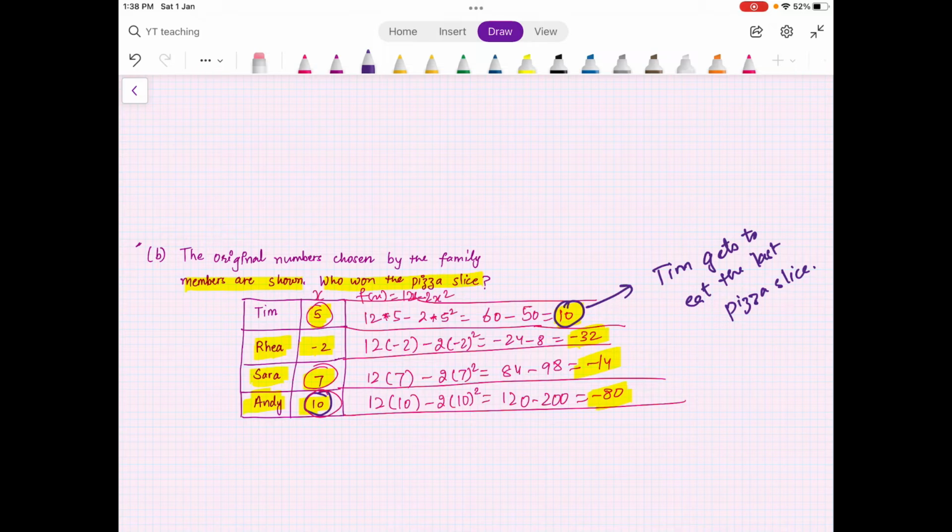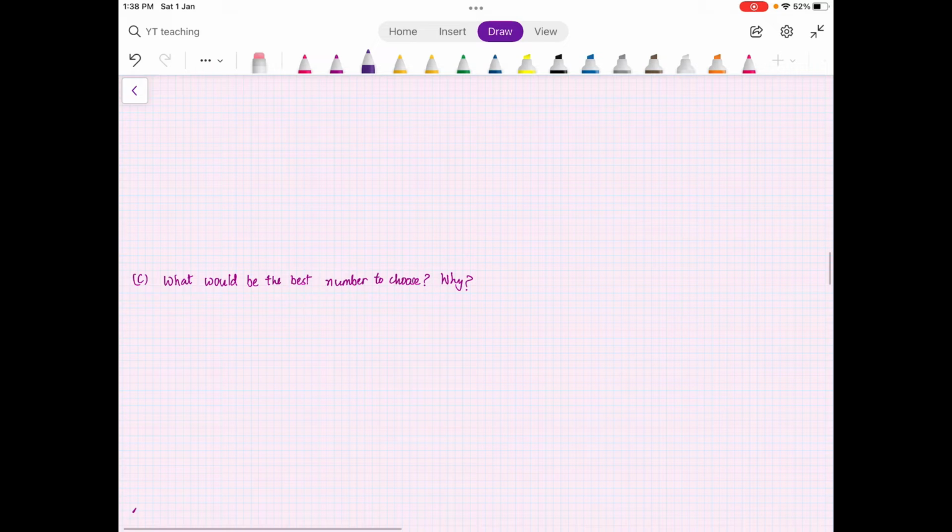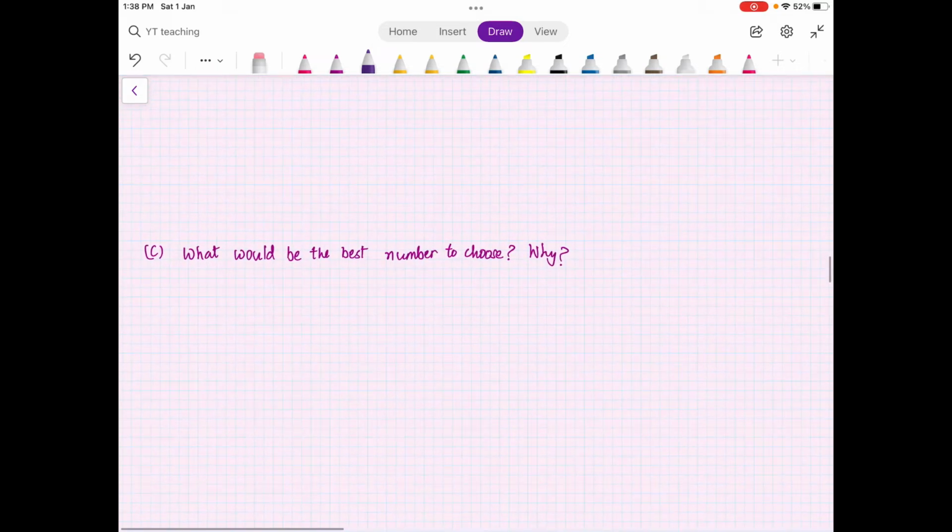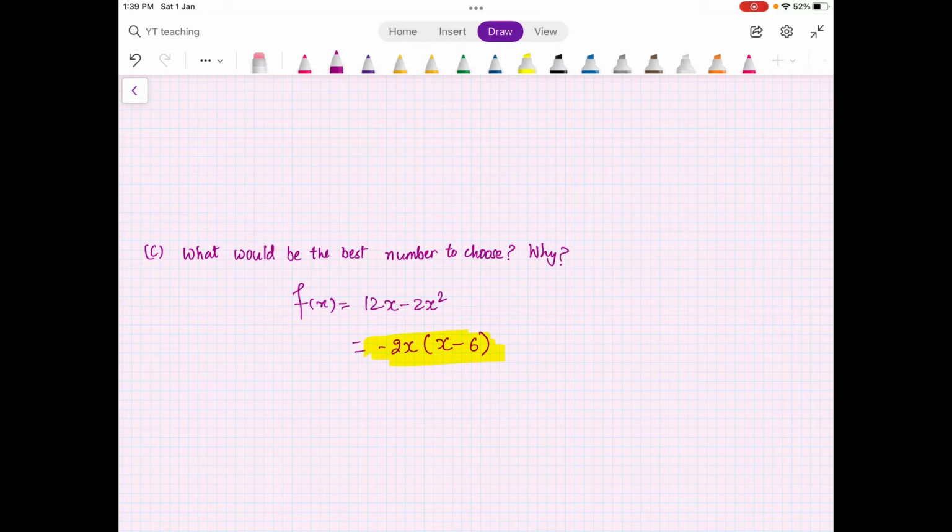Now we have another part to this problem. So what would be the best number to choose? Okay, and why? So we have to see what is the best number to choose and why. Okay, so you see you have your function as 12x minus 2x square, and I just told you that we can write it as minus 2x times x minus 6. Now if you remember, what is this picture? This is a parabola. And what kind of parabola? It's a downward parabola because you have a negative here and you have x square here. So it is a downward parabola.